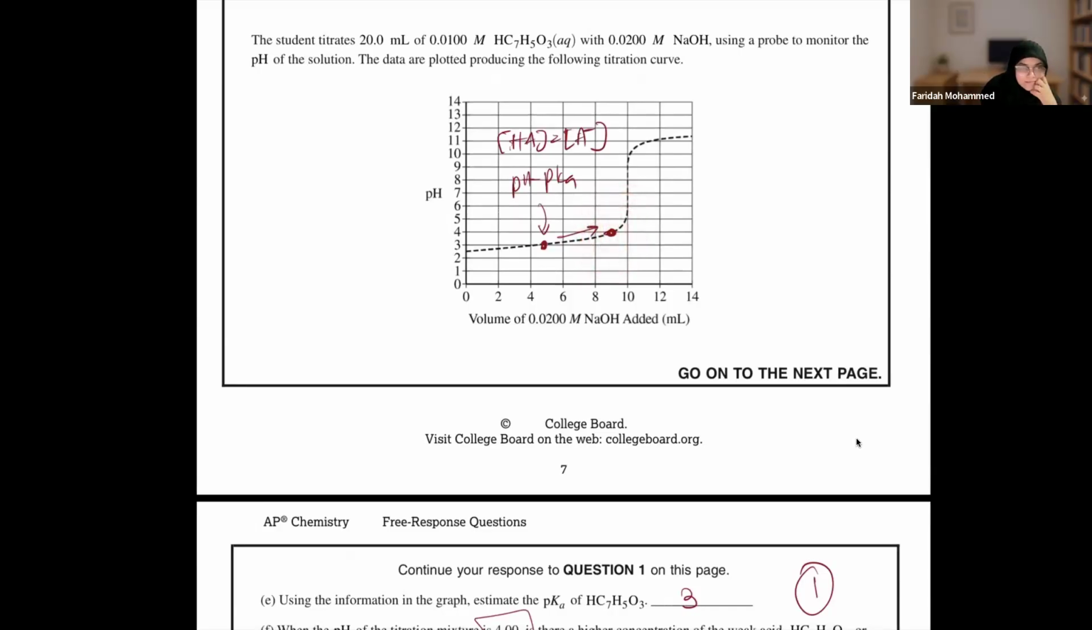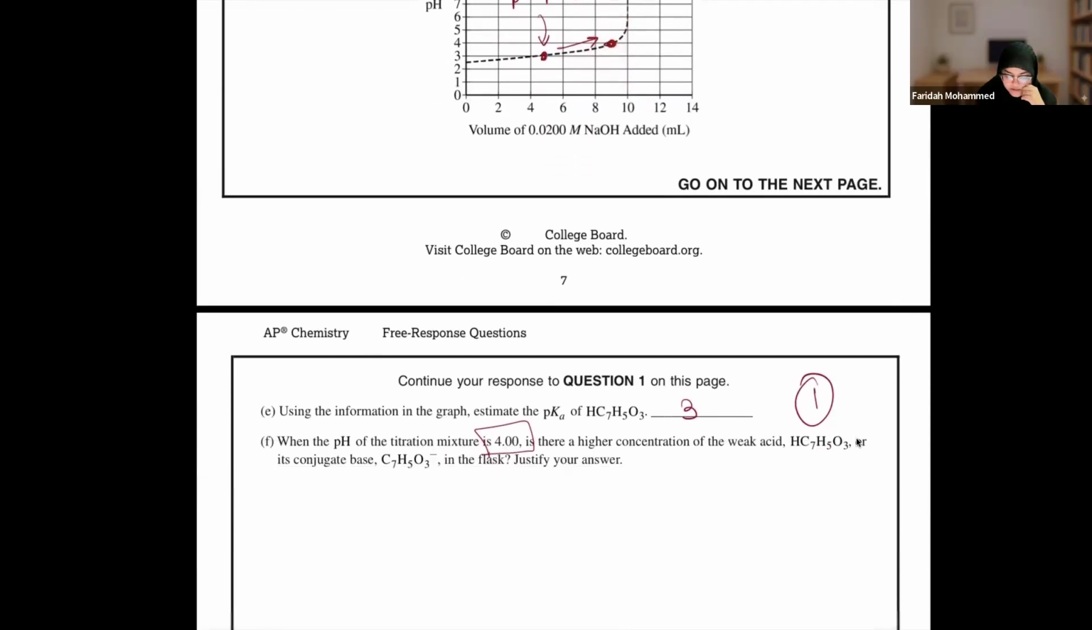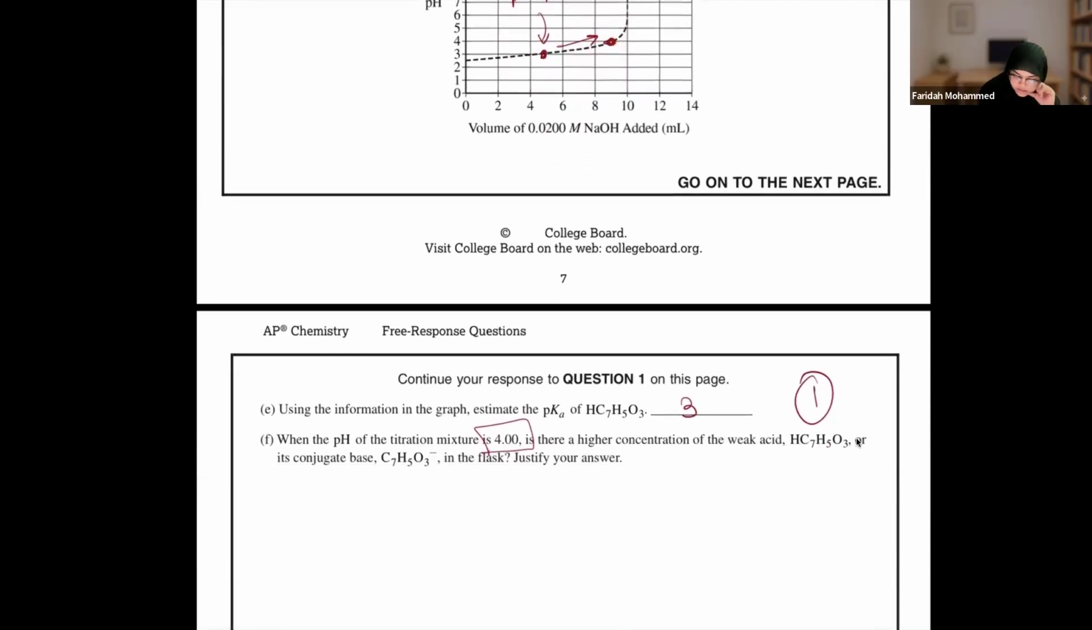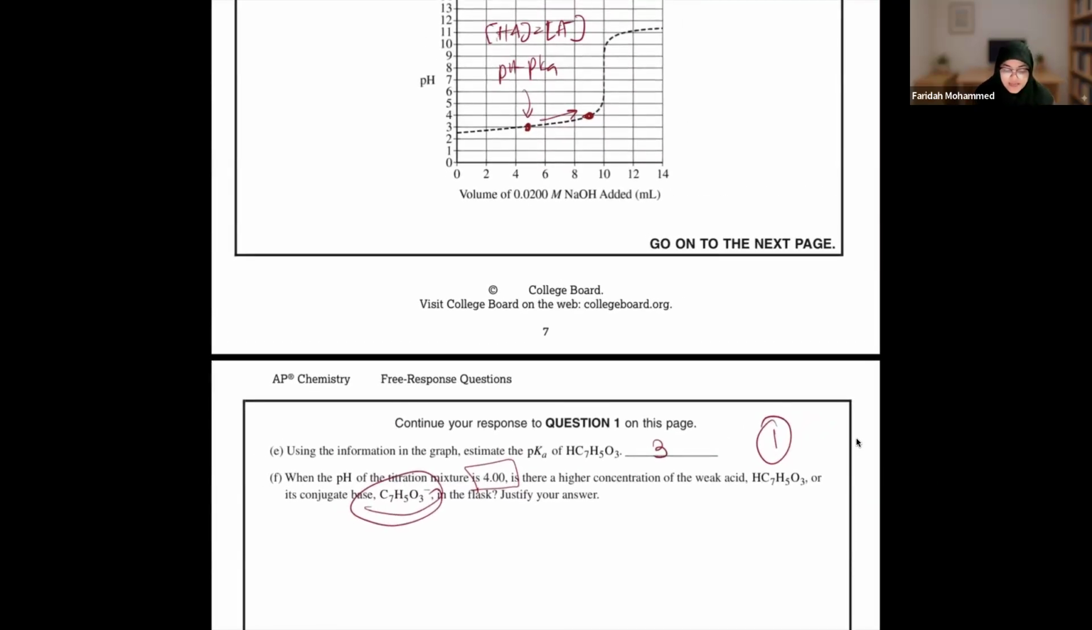Disha? There's going to be higher conjugate base. There would be higher conjugate base. Now, how would you justify it? So you know that this is going to be higher. Why? You can just talk about what we talked about before. You can say the pKa is at 3, right? At the pKa, the acid and the conjugate base have the same concentration. So when the pH is 4, the conjugate base has more concentration. That's it. Okay? You're going to get 1 point.